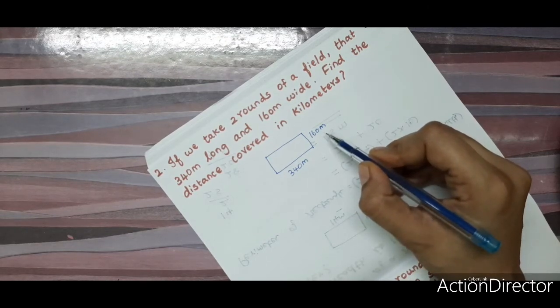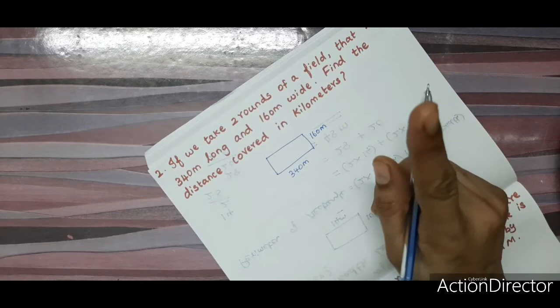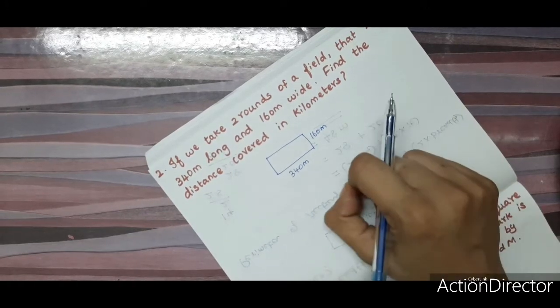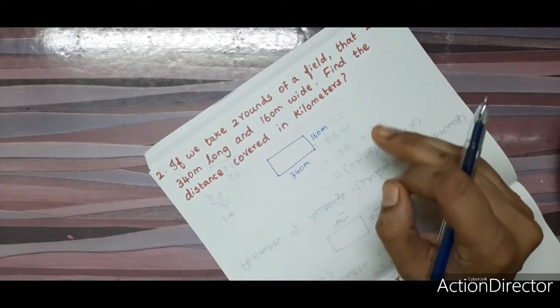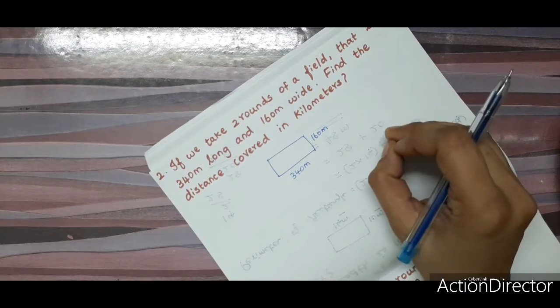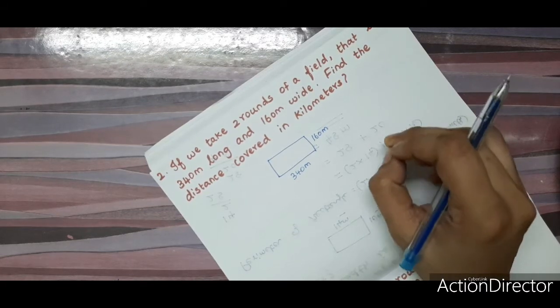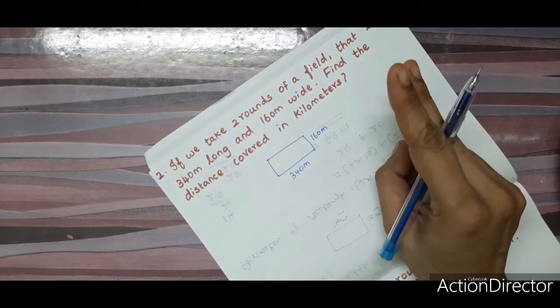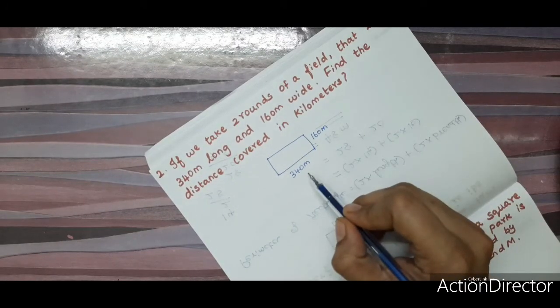First we need to calculate for one round. After that we are going to multiply that answer by 2, and we will get the distance for 2 rounds. This is a rectangle, so we will use the perimeter of rectangle.